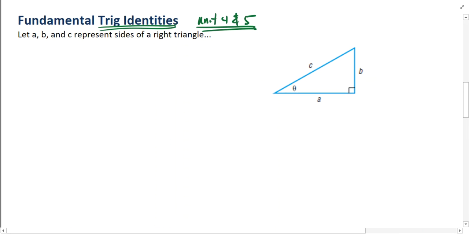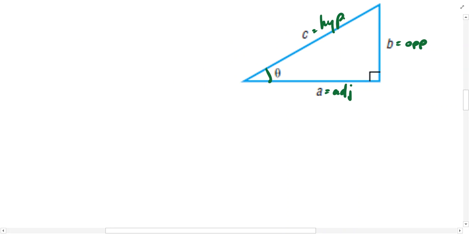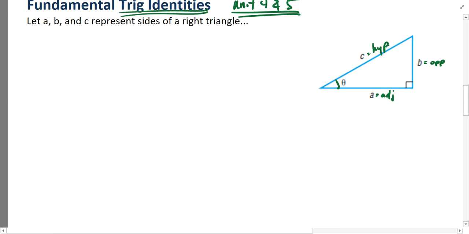We're going to let A, B, and C represent side lengths of a right triangle, just like this diagram shows here. So with our angle measure identified in the bottom left-hand corner, B takes on the value of the opposite side length, A is our adjacent side length, and C is our hypotenuse. Let's connect these side lengths of the triangle to a famous mathematical equation. Certainly you all have seen a squared plus b squared equals c squared before.